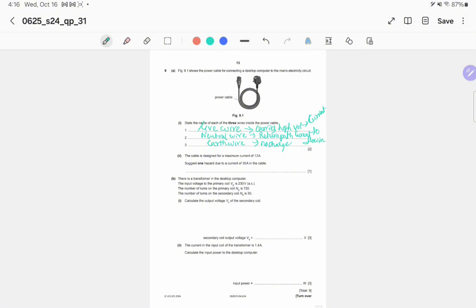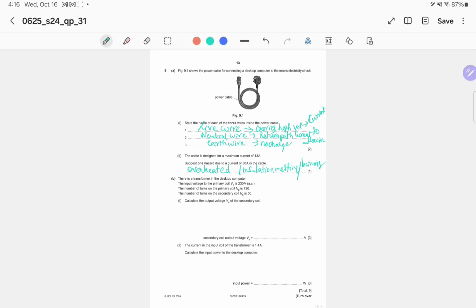Next part of the question: the cable is designed for a maximum of 13 ampere. Suggest one hazard due to a current of 30 ampere in the cable. It is designed only for 13, but we have decided to carry 30. What will be happening? It will be overheated, or the insulation will be melting or burning. Basic things.